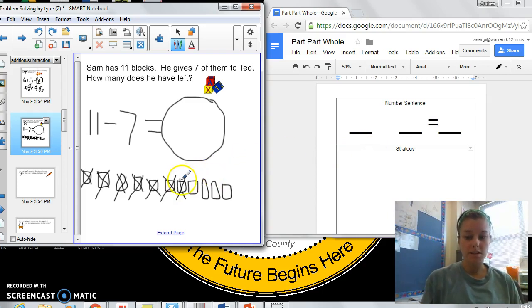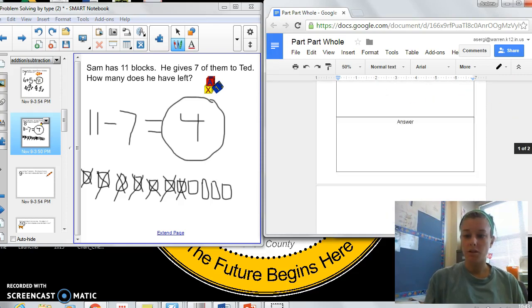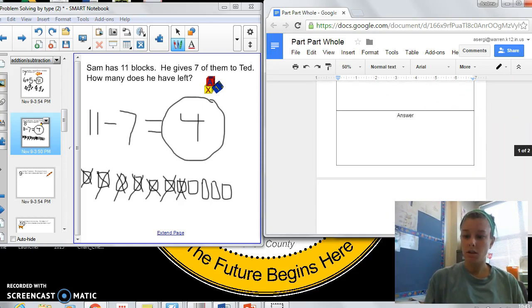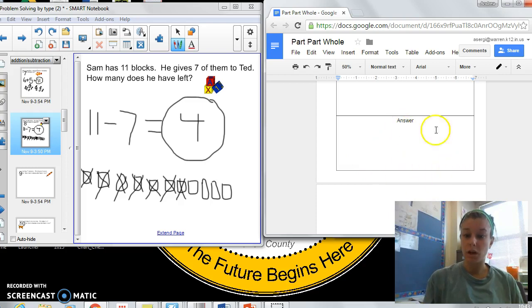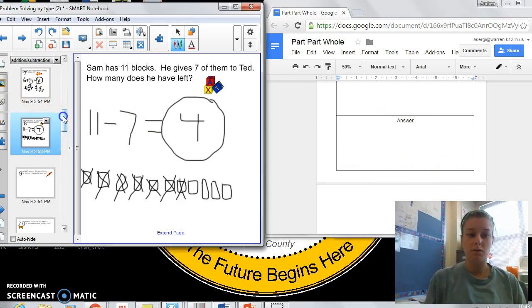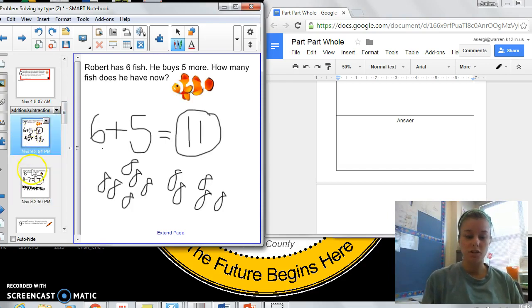And then I would count how many does he have left. 1, 2, 3, 4. He has 4 blocks left. So I know that's the answer of how many does he have left. I would write my answer right here where it says answer. This is where I would write my 4. So that was teaching you how to solve addition and subtraction problems.